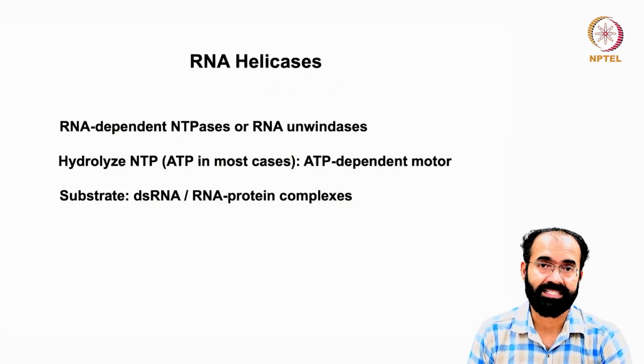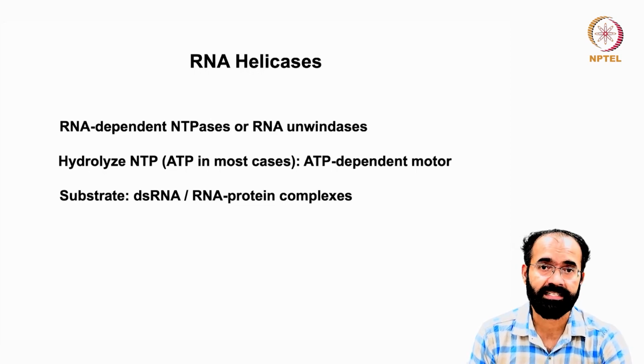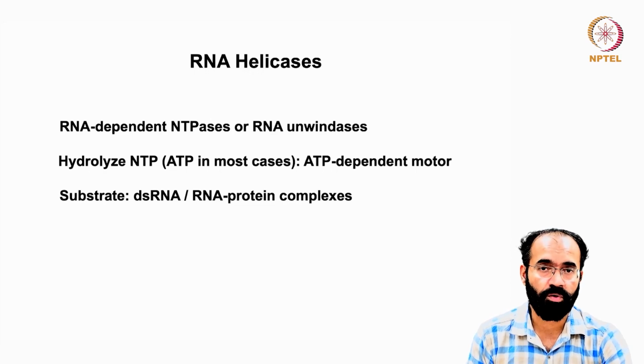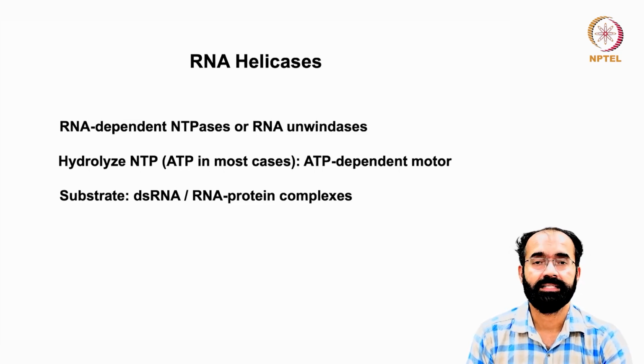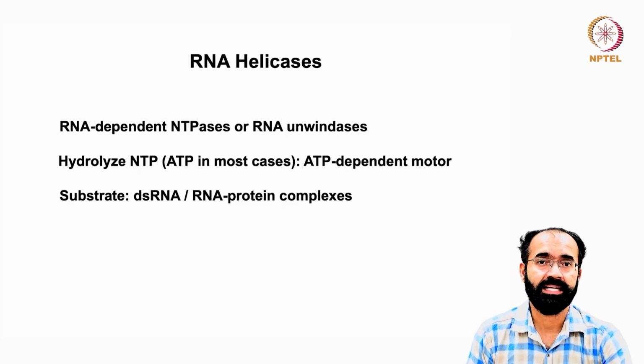Now let us see some examples. RNA dependent NTPases or RNA unwindases. From the word unwinding itself, you get an idea that RNA needs to have a change in its secondary structure. Sometimes this change is important for it to get another secondary structure or to interact with another RNA. For many things, certain sequences in the RNA which are buried inside the secondary structure need to be exposed. That function is done by the helicases.